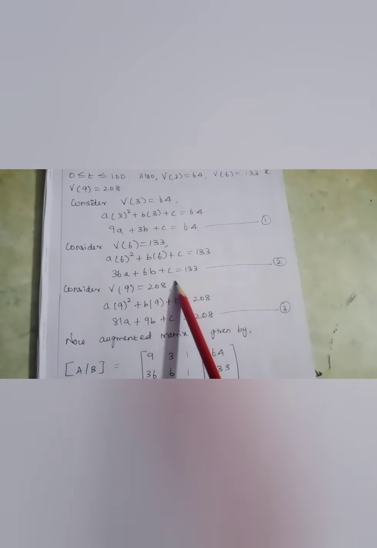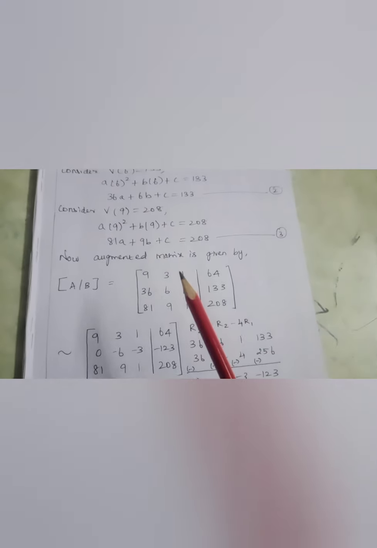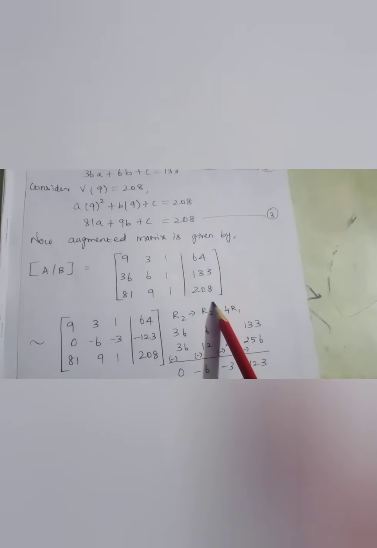So we have got the three equations: 9a plus 3b plus c is equal to 64, 36a plus 6b plus c is equal to 133, 81a plus 9b plus c is equal to 208. Now we are writing the augmented matrix. The augmented matrix is nothing but writing the coefficients of all these three equations along with the right hand side elements. See, 64, 133, 208.